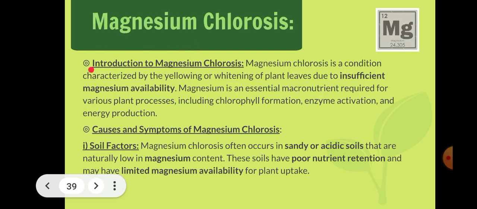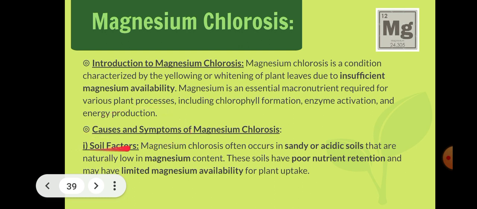Let me start with an introduction. Magnesium chlorosis is a condition which is characterized by the yellowing or whitening of plant leaves due to insufficient availability of magnesium. Magnesium is an essential macronutrient which is required for many plant processes including chlorophyll formation, enzyme activation, and energy production. Now let me talk about the causes and symptoms of magnesium chlorosis.